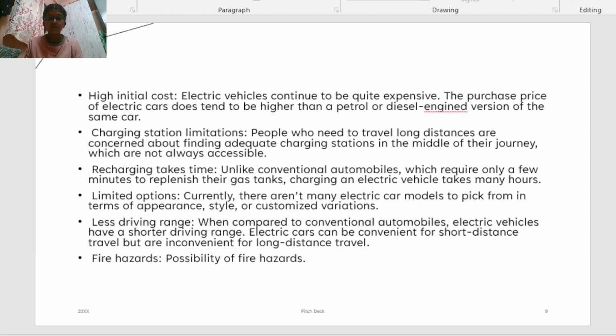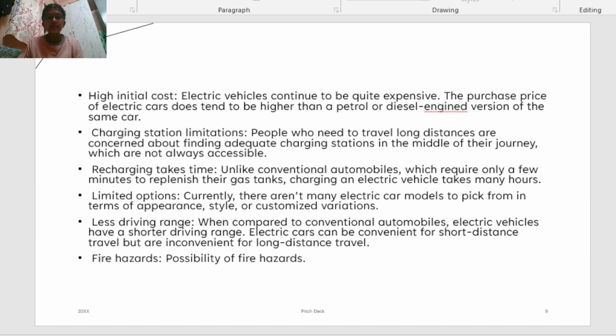Charging station limitations. People who need to travel long distances are concerned about finding adequate charging stations in the middle of their journey, which are not always accessible. Recharging takes time. Unlike conventional automobiles, which require only a few minutes to replenish their gas tanks, charging an electric vehicle takes many hours.